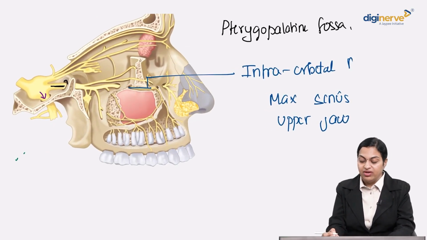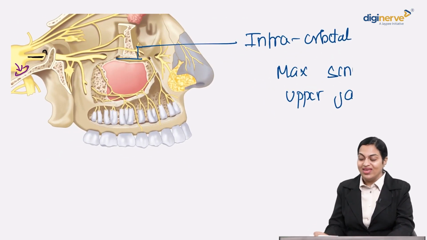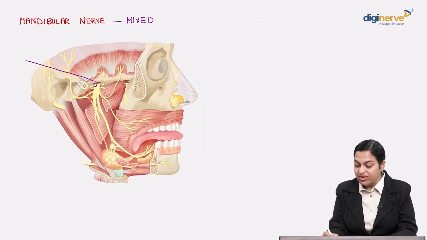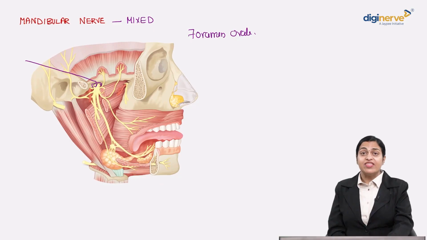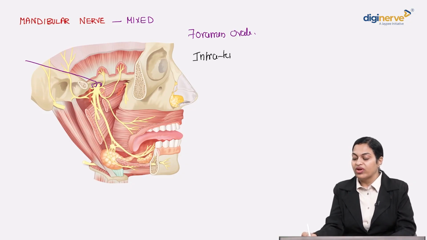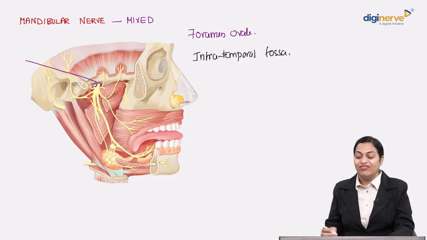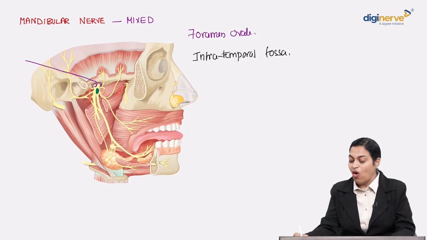This is the mandibular division of the trigeminal nerve. You can see it passing through a foramen. That foramen here is the foramen ovale. The mandibular nerve exits the middle cranial fossa through the foramen ovale and reaches this area called the infratemporal fossa, right? And in the infratemporal fossa, it is related to a ganglion called the otic ganglion, right?